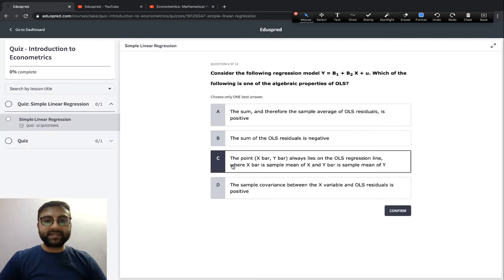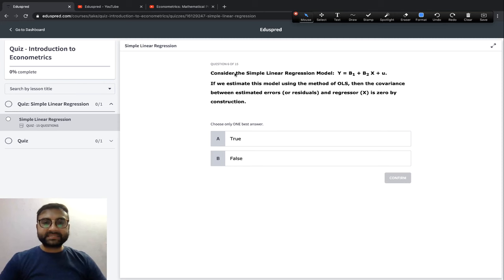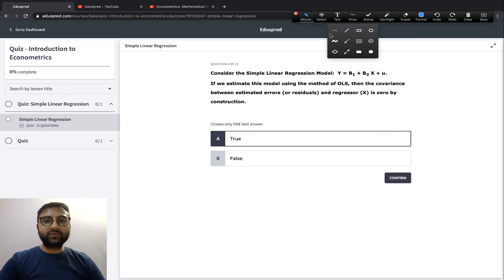So let's move to the next question now. Question number 6. Consider the simple linear regression model y equal to beta 1 plus beta 2 x plus u. If we estimate this model using the method of OLS, then the covariance between the estimated errors or residuals and the regressor, that is x, is 0 by construction. Well, we just discussed this. The answer is true.